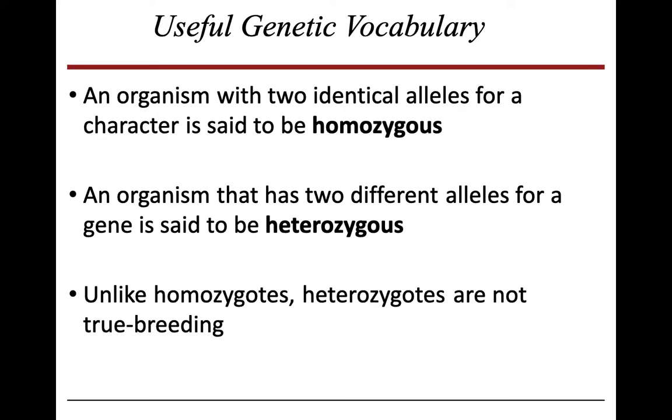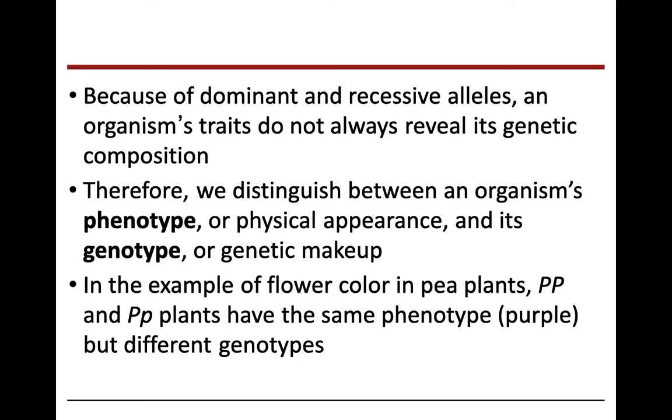And if an organism has 2 different alleles for a gene, we call them heterozygous, or hetero meaning different. Heterozygotes are not quote-unquote true breeding. And this is very important in cases of organisms where pedigree matters quite a bit, like purebred golden retrievers. We talk about true breeding golden retrievers if they have 100% of the alleles that we would expect to see in a golden retriever breed.